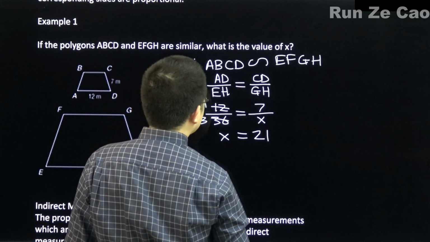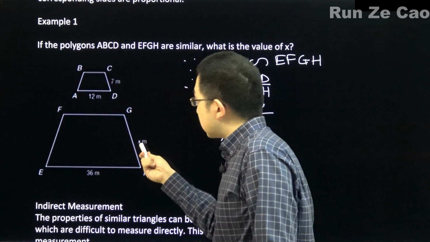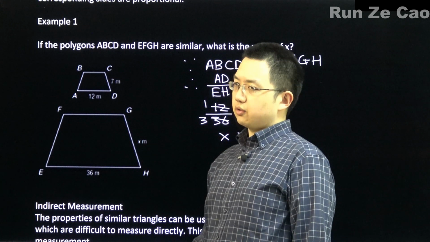Do we have to say that it's 21 meters? No. It says x meters. So we don't put a unit on this.